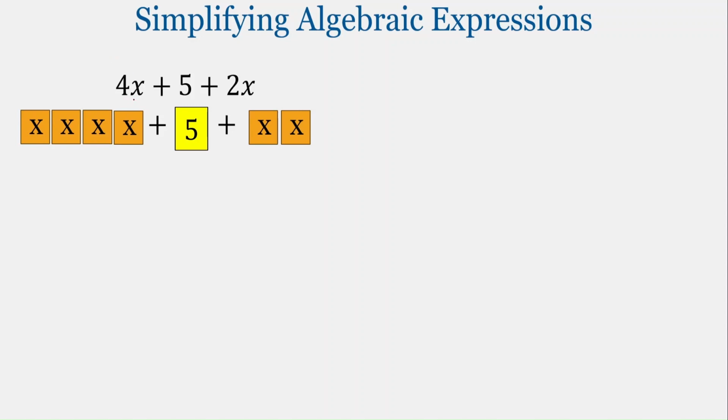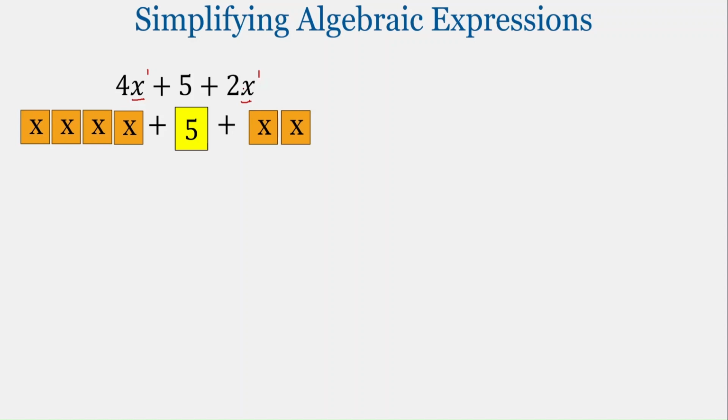So in this first problem, we have 4x plus 5 plus 2x. We have an algebraic term, 4x, that has the variable x raised to the first power, plus 5. 5 is a numerical term. It does not have a variable. Then plus 2x, another algebraic term with the variable x raised to the first power. So 4x and 2x both have the variable x raised to the first power and no other variable. These are like terms and we can combine them.